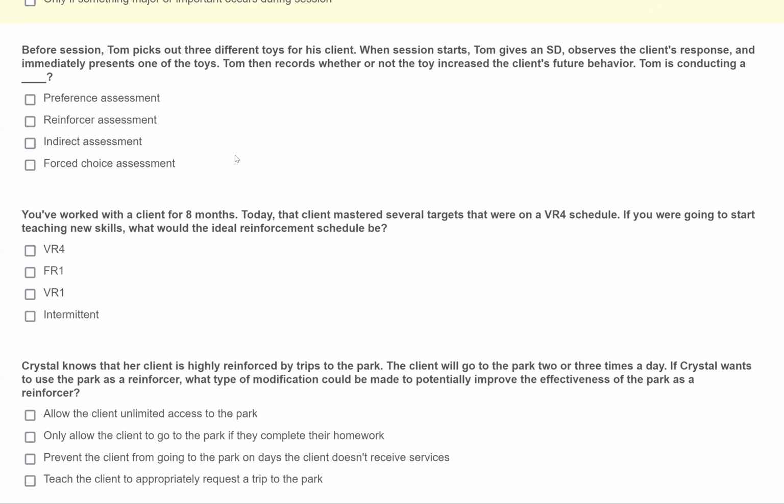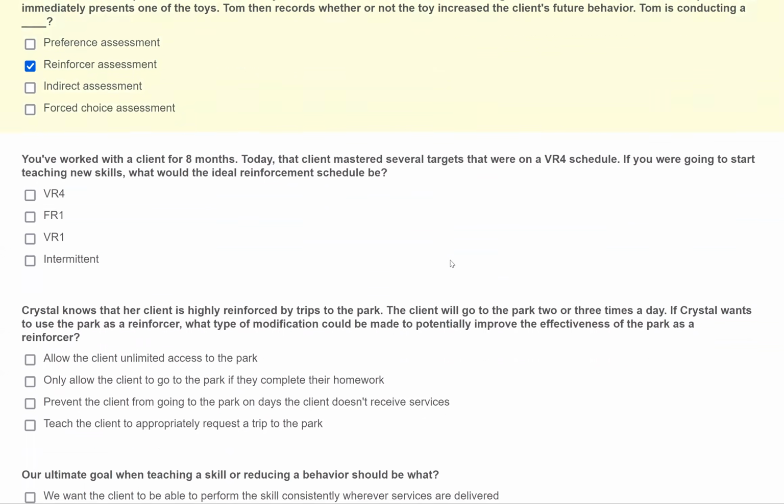In a preference assessment, we're not worried about how the stimuli, or in this case, the toy, impacts the behavior. But in a reinforcer assessment, we definitely are. If Tom is actually measuring or observing how behavior is changing, he's not doing a preference assessment, he's doing a reinforcer assessment. Obviously, it's not an indirect assessment because he's directly observing this taking place. And then a forced choice assessment would be a type of preference assessment where Tom would present 2 toys at the same time. Not happening. Tom is conducting simply a reinforcer assessment.